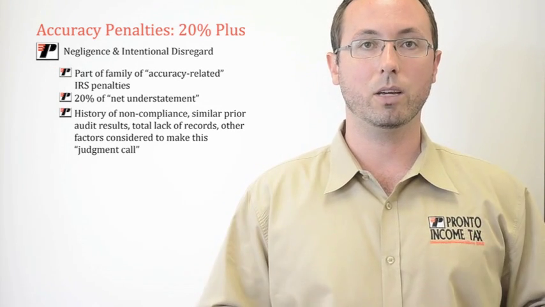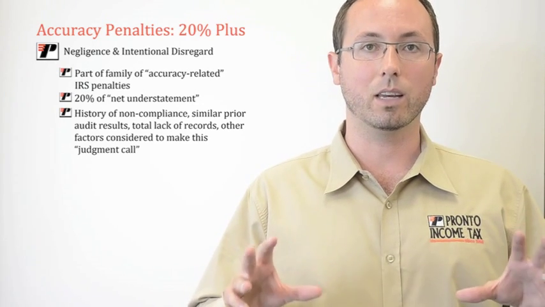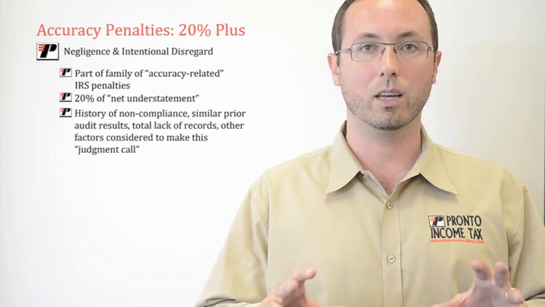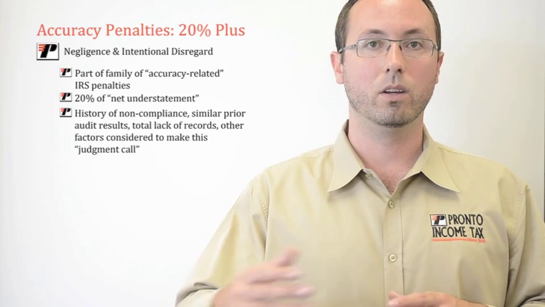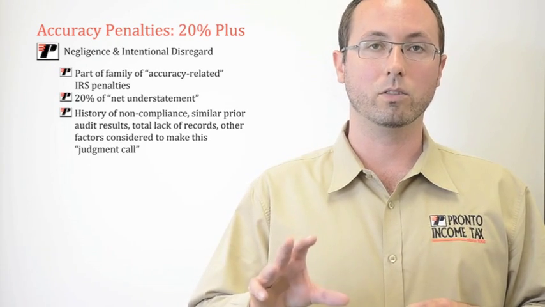So this penalty can be quite significant, and it's part of the larger family of accuracy-related penalties. If there is an understatement of tax, the accuracy-related penalties are 20% of the amount that is due. And the intentional disregard and negligence penalty is one of those examples where that can happen.